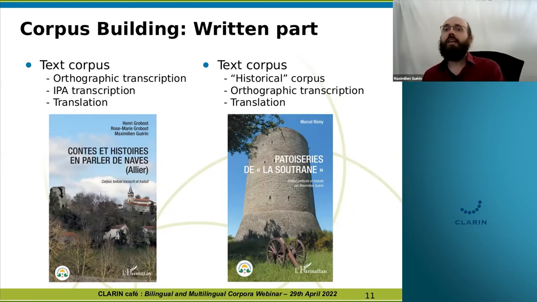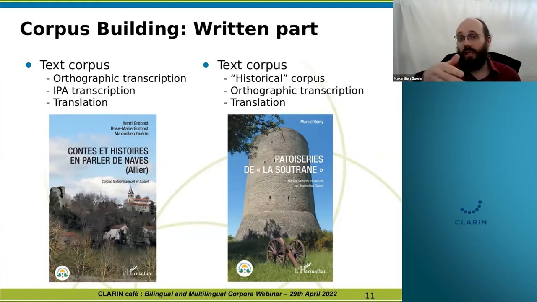For the oral part, and a more historical corpus, because it's a Patoiserie de la Soutrane, it's a book published 70 years ago. It's the most historical we can do with these writings, because they're all oral tradition languages. So there is the historical corpus, with orthographic transcription by the author. It's interesting for some reason to preserve that transcription, and a new translation, because the original edition has no translation. So I translated the texts for this new edition.